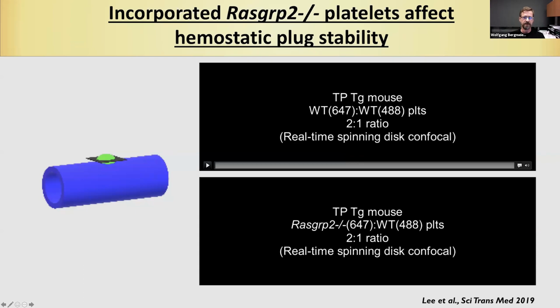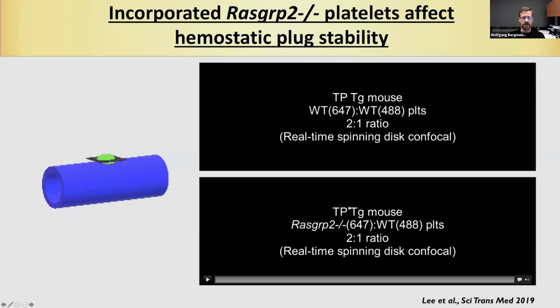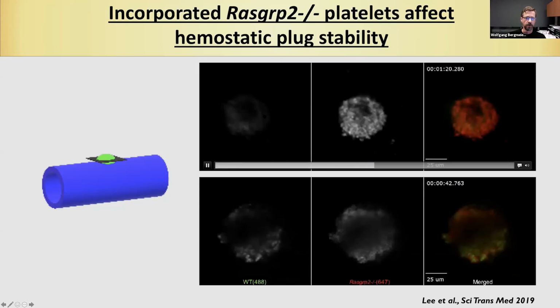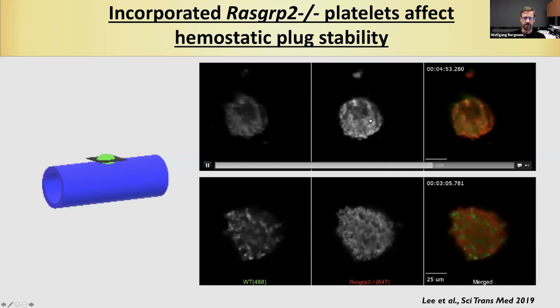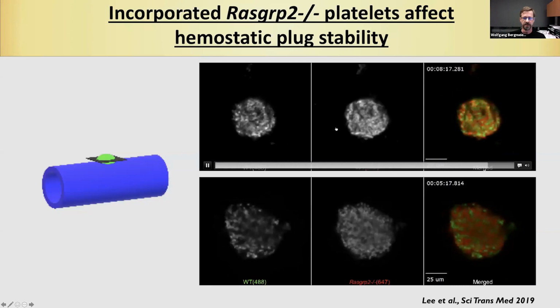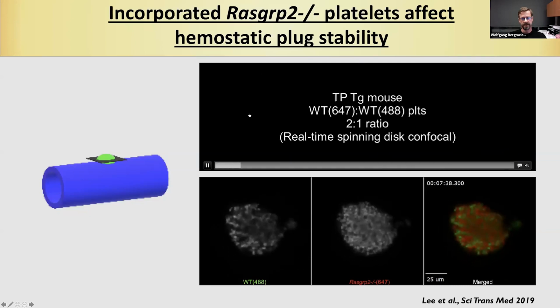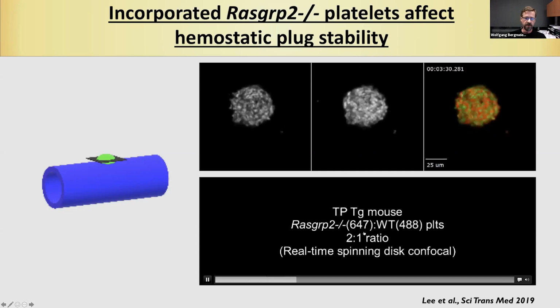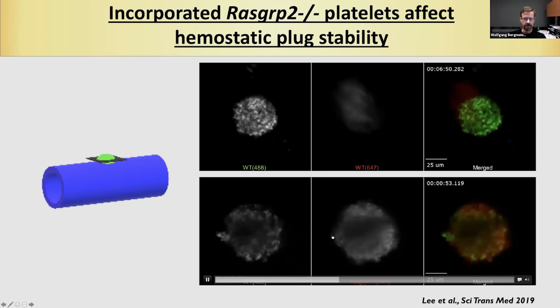The ratio is the same, so the 647-labeled platelets are 2:1 versus 488, but in the lower case, we have mutants to wild-type. And so when we did that, what you will see is that in the wild-type situation, both platelet preparations go into the plug basically at random. That is what you would expect. So they are localized next to each other, and they are also very tightly packed in the plug. However, in the mutant wild-type situation, what you see is that the plug is very unstable.